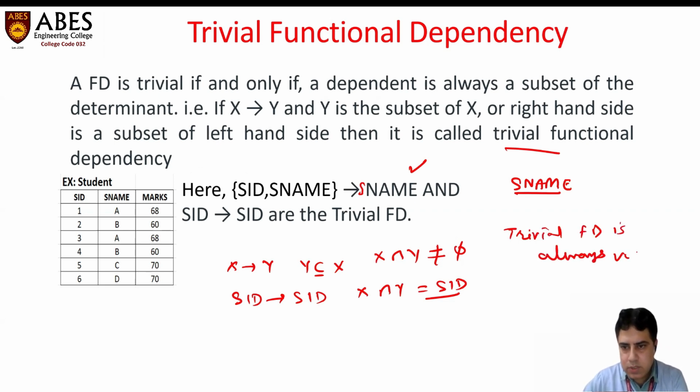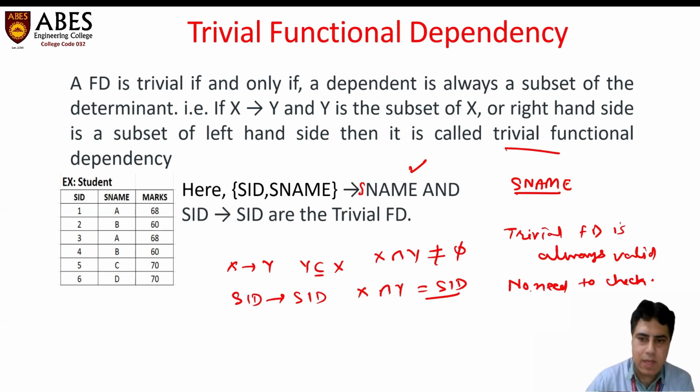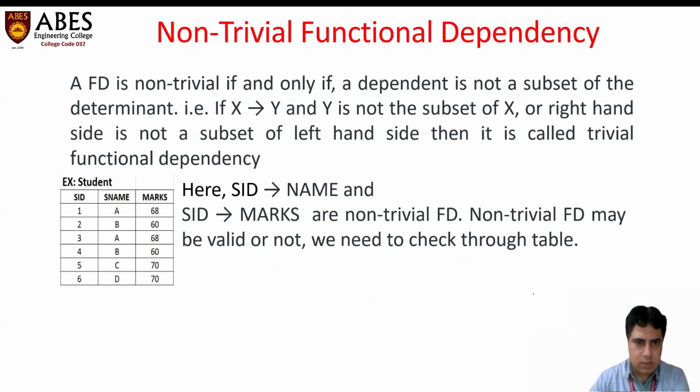A trivial functional dependency is always valid. No need to check. So there is no need to check a trivial functional dependency. Next, move on to non-trivial functional dependency.